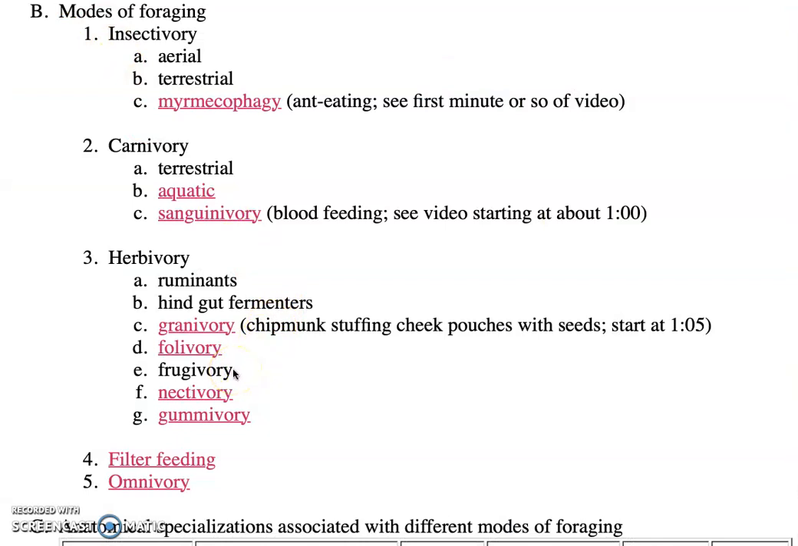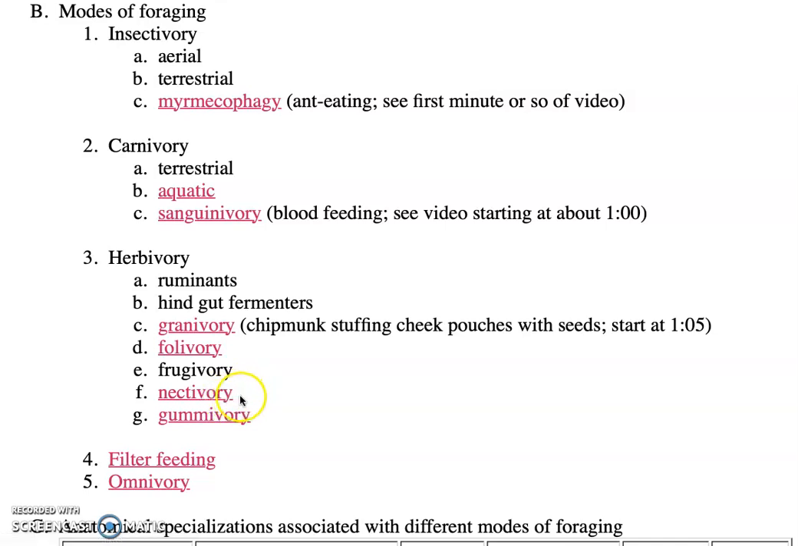All right, frugivory refers to eating fruits, and this is usually not the only thing that mammals that eat fruits eat, because it's very high in carbohydrates, very low in protein and fiber. So frugivores usually either have an omnivorous diet where they eat some other things along with the fruits, or like fruit-eating bats, they'll eat nectar and pollen along with the fruits.